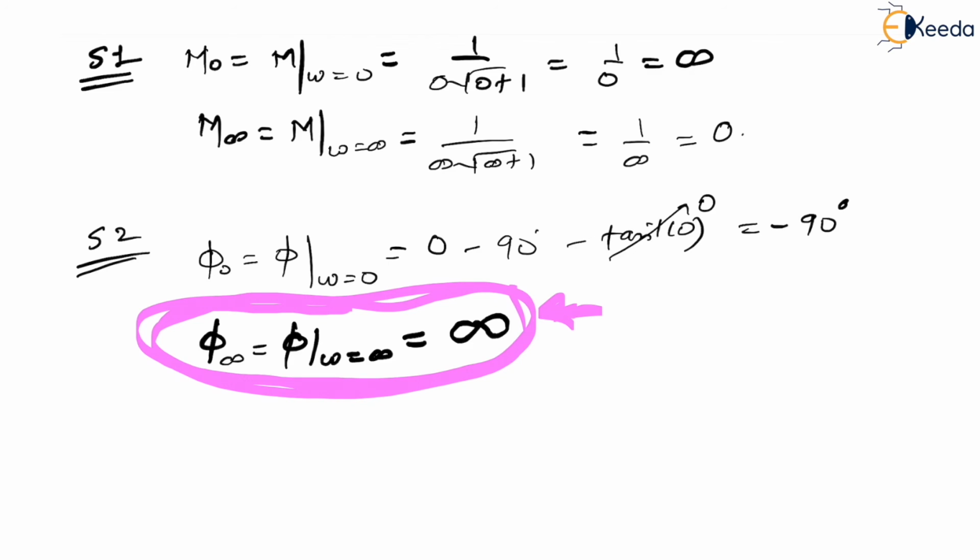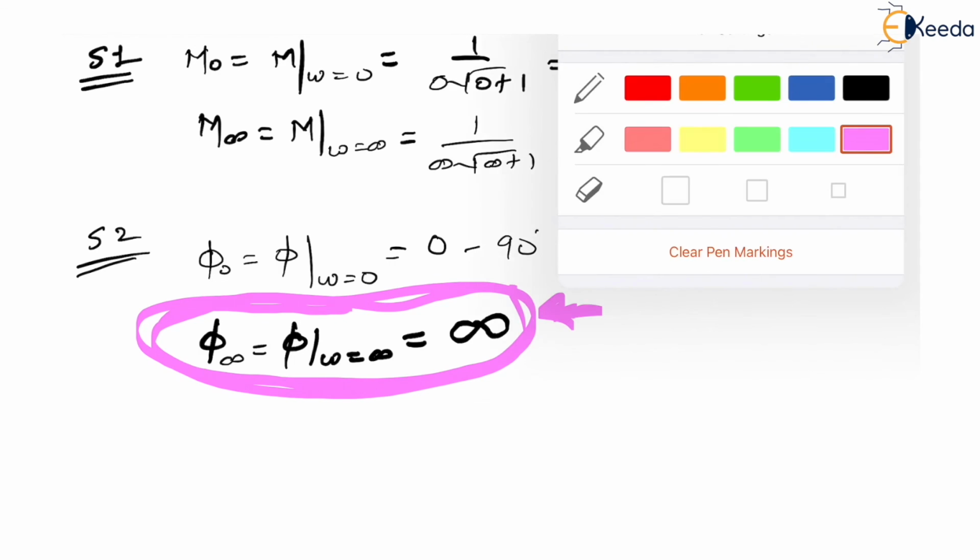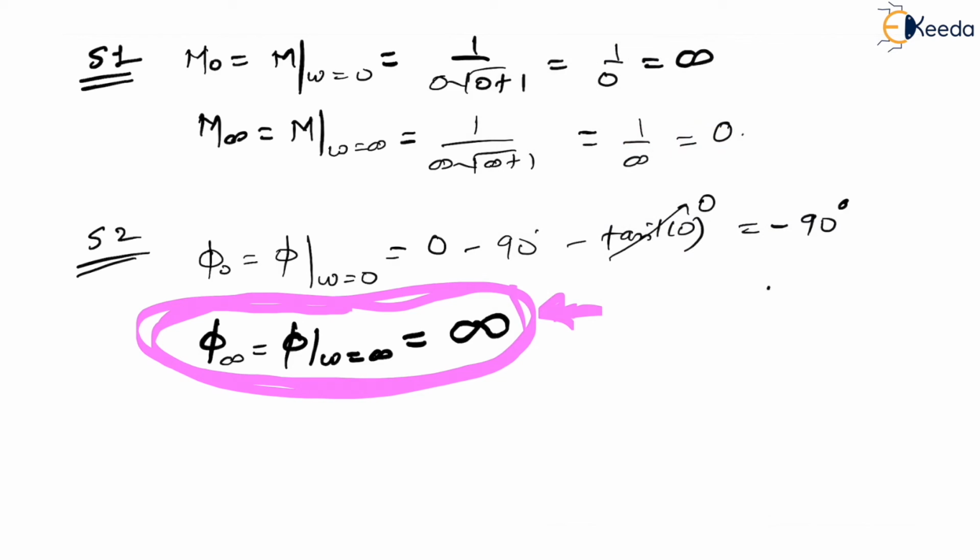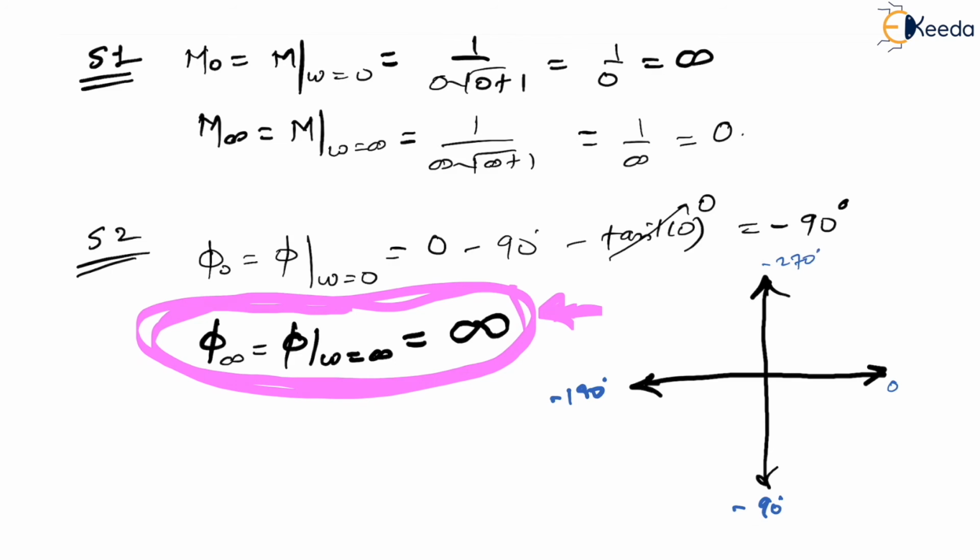If you think of one complete circle, it is nothing but from 0 to 360 degrees. So in such cases, how to plot a polar plot? Let me draw the polar plot. I know that this is going to be 0 degrees, this is minus 90 degrees, this is minus 180 degrees, and this is minus 270 degrees. Is that correct? Yes.